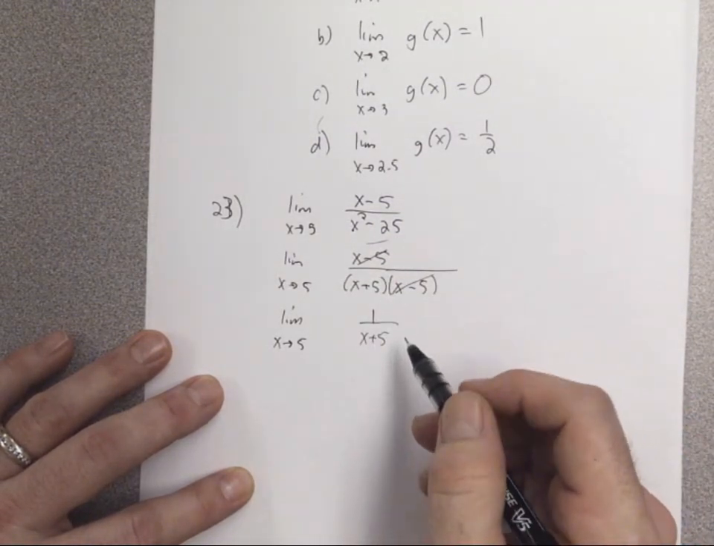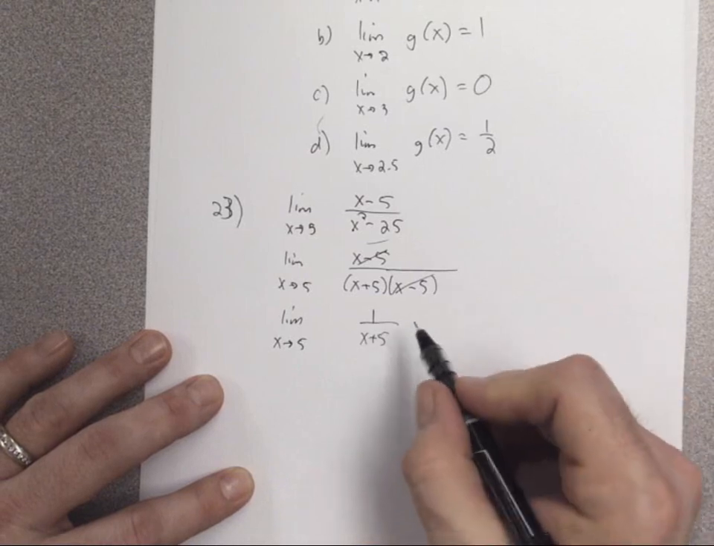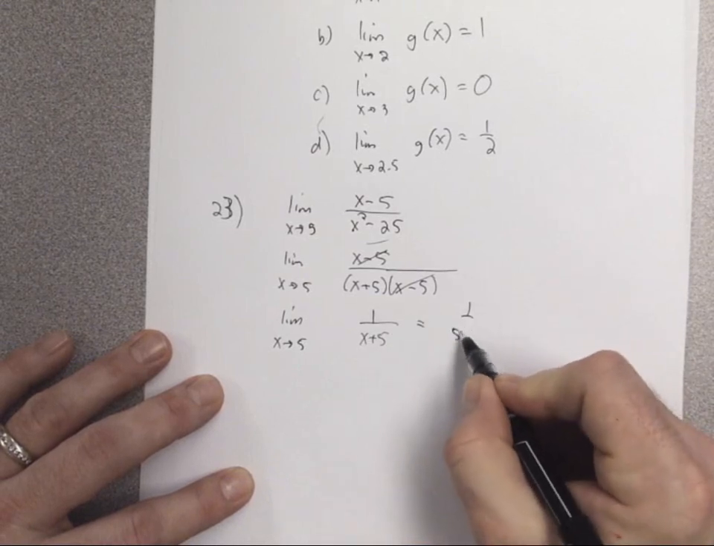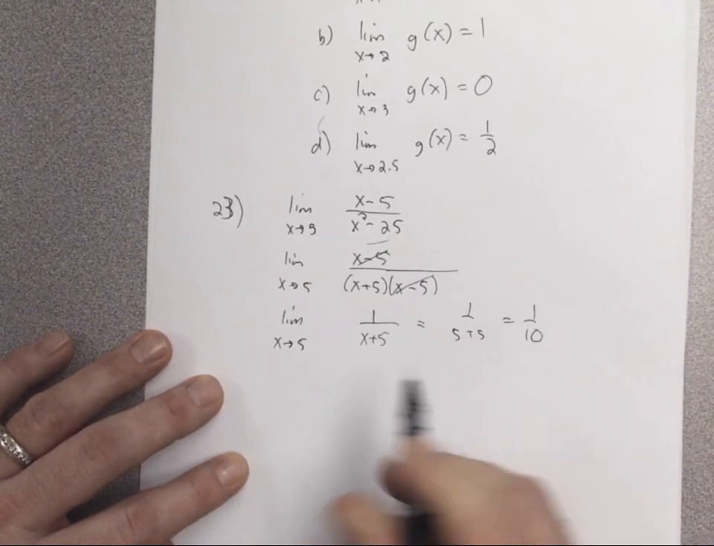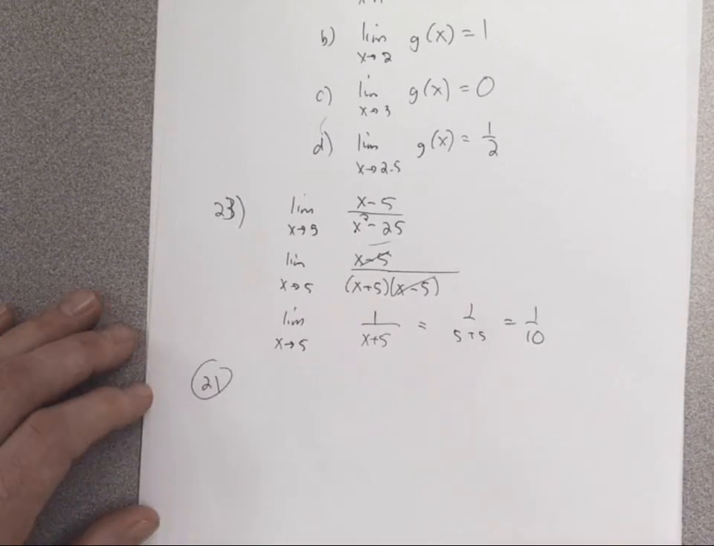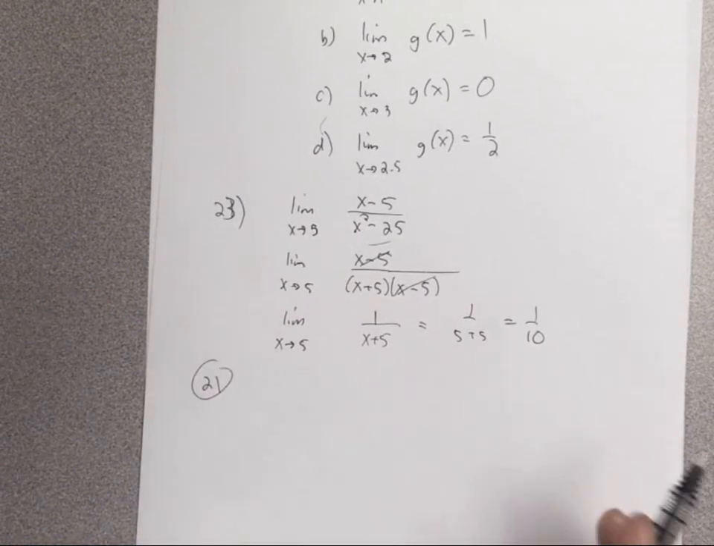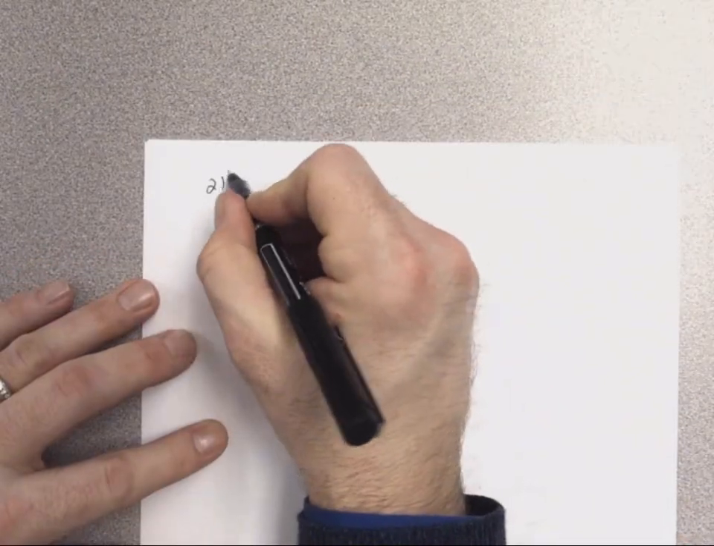So that means I can plug in 5 now, right? Because what's the bottom if you plug in 5 now? 10. Yeah, 1 over 5 plus 5, so this is 1 over 10. So we're done. All right, now let's do the question you asked. Let me do the question you guys asked. All right, 21 is, well, I need more room than this. 21 has radicals. So 21.